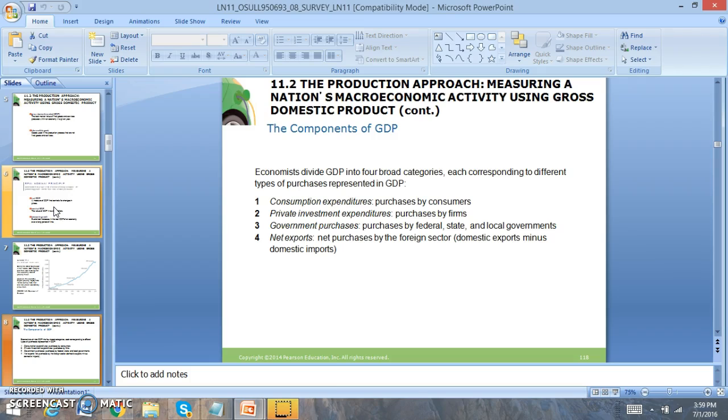GDP is divided into 4 separate components: consumption, investment, government, and net exports. The largest component of GDP is going to be consumers. They make up about 70% of our economy, whereas businesses are about 15%, government's about 17-18%, and net exports is about -3 to 4%. You'll notice that exports are negative because we have what's called a trade deficit, where we're exporting less than we're importing.